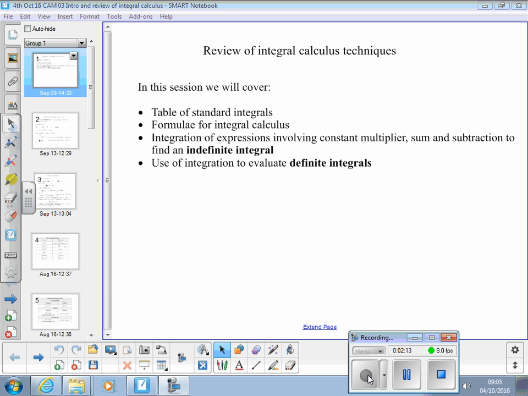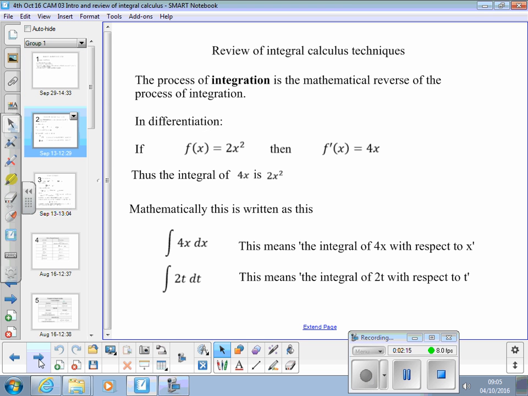So, review of integral calculus techniques. The process of integration is the mathematical reverse of differentiation. There's my first spelling mistake of the week, or first typo of the week. That should read: the process of integration is the mathematical reverse of the process of differentiation.